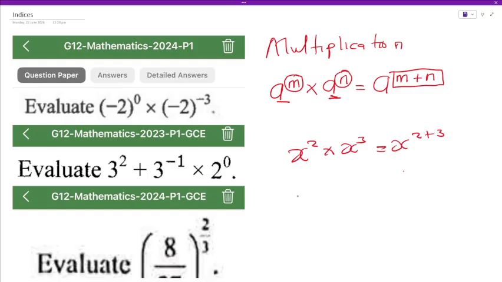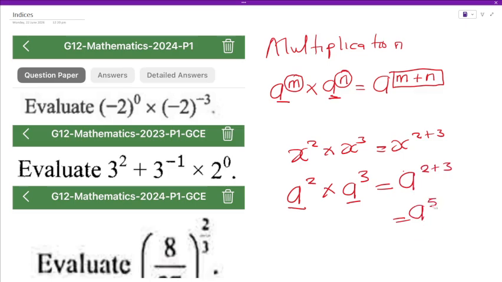Therefore, if you have something like a to the power 2 times a to the power 3, what are you going to get? You've noted that the bases are the same. So all you have to do is write down the same base and then you add the powers, 2 plus 3, which is going to give you a to the power 5.